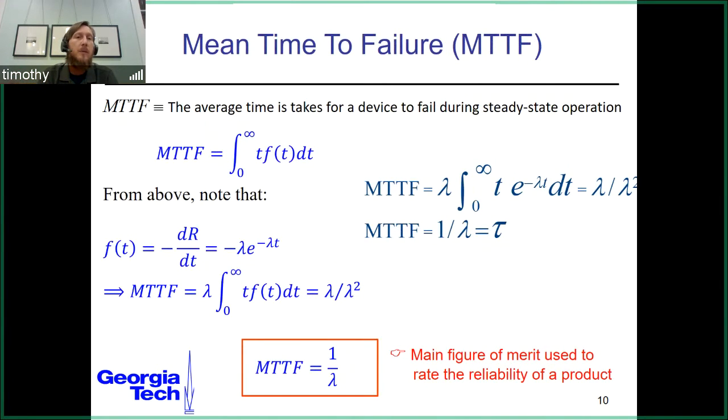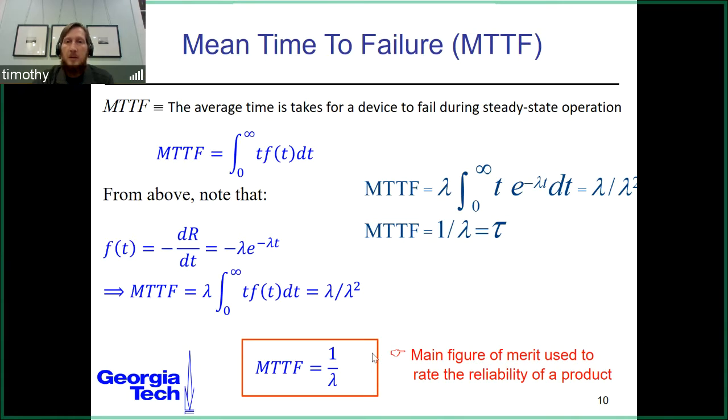If we take that a little bit further, we can define another function called the mean time to failure. The mean time to failure is the average time it takes for a device to fail during steady state operation. So we're looking for the middle of that bell curve of failures. The mean time to failure is the integral from 0 to infinity of t f of t dt. From above, note that f of t is going to be equal to negative dR/dt, which is equal to lambda e to the minus lambda t.